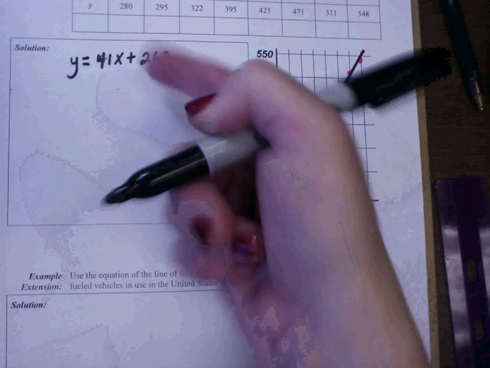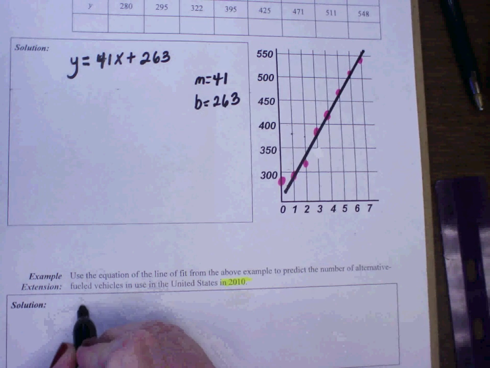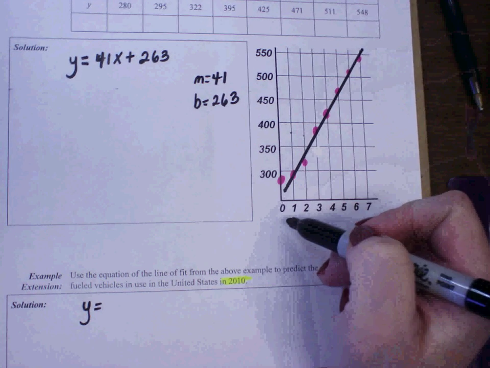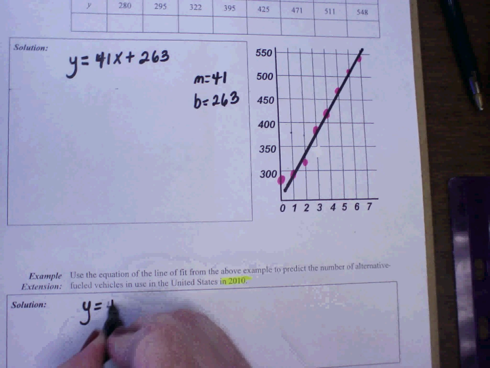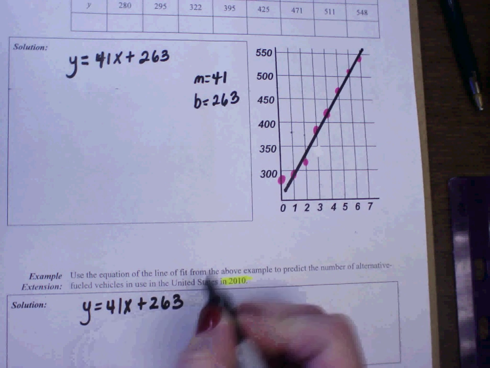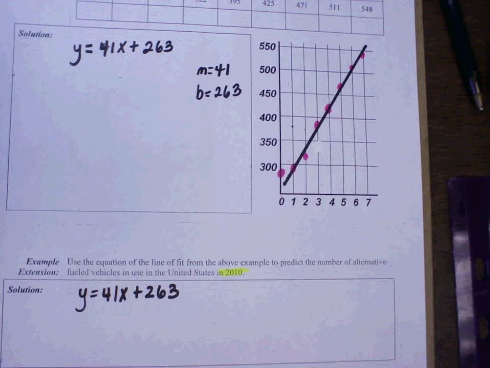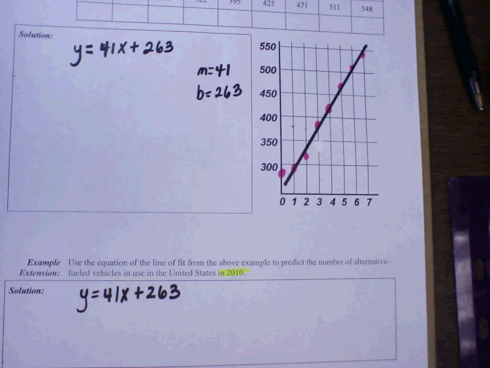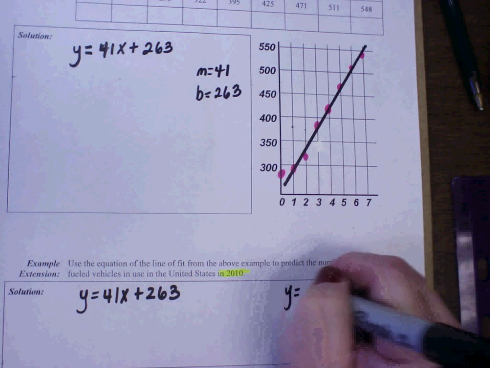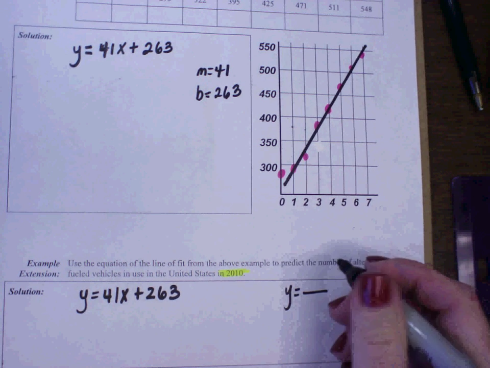So if it says use the equation of the line of fit, what am I using? Which equation? The equation that we just calculated, right? The equation that we just calculated is the equation of this line, not the points, but of that line of best fit. And it's 41x plus 263. Now it's asking me to calculate the number of fuel vehicles.